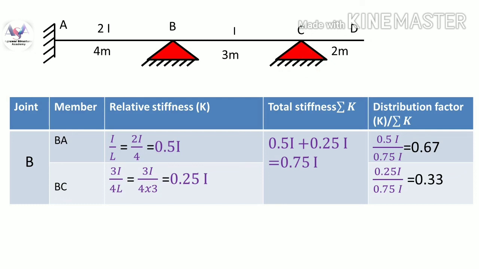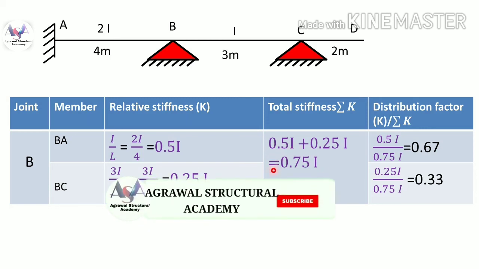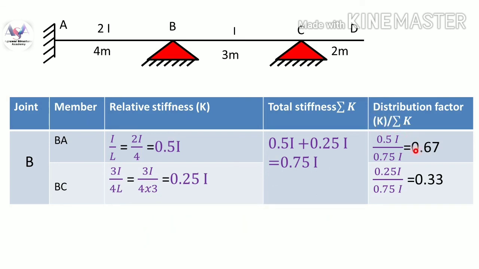So this is the relative stiffness, 3I by 4L. So always when the far end is simply supported, roller support or overhang support, the relative stiffness is 3I by 4L. Far end means the second letter is the far end. So put here 3I, where I is equal to I, divided by L, which is 4 into 3. So this becomes 0.75. The summation, and here is K divided by sigma K, so that is equal to 0.67 here and 0.33 here.